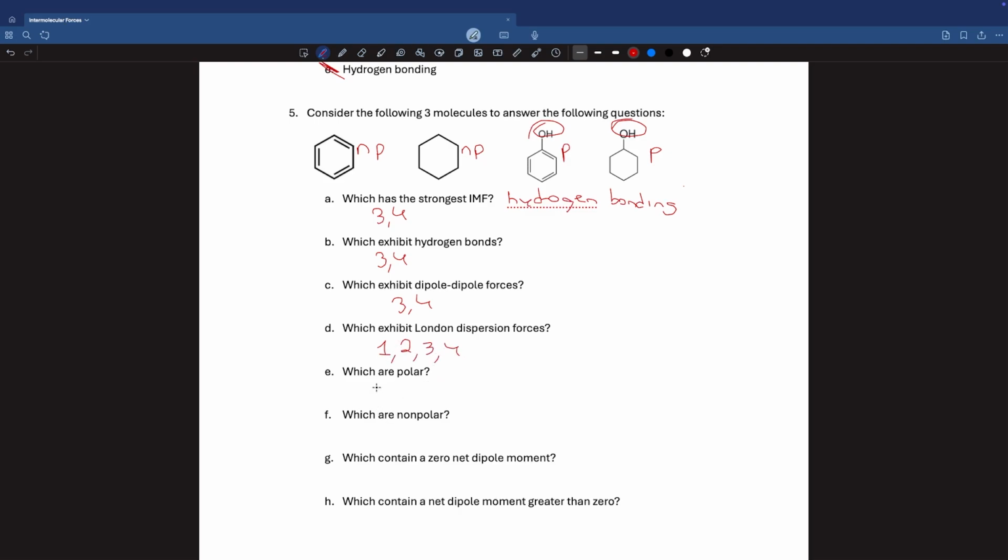Which are polar? We just talked about that, 3 and 4. Which are nonpolar? 1 and 2. Which contain a zero net dipole moment? Should be the same as nonpolar, right? If you forgot what dipole moment is, check out the previous video on polarity and partial charge. We talk about dipole moment, and it should be 1 and 2. Which contain a net dipole moment greater than 0? Should be polar molecules. Once again, check that video out if you forgot this. Should be molecules 3 and 4.